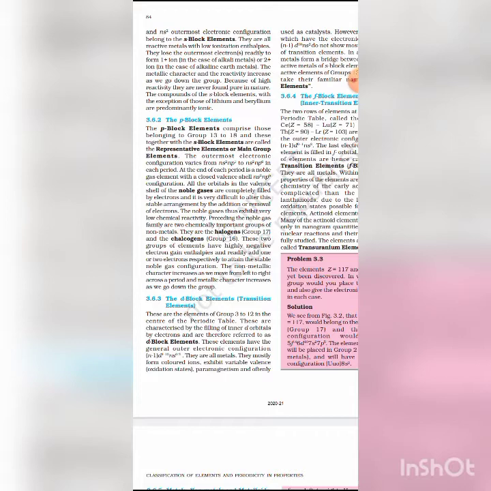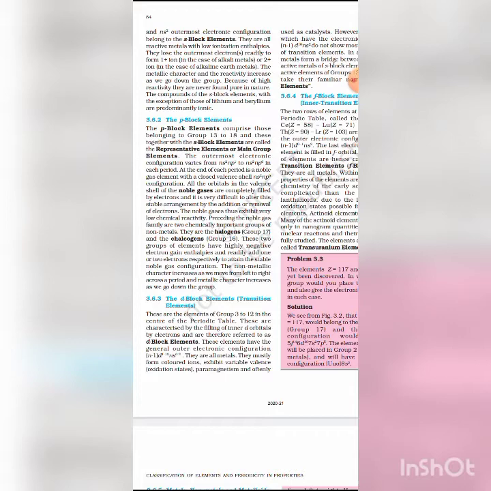All the orbitals in the valence shell of the noble gases are completely filled and therefore they cannot lose or gain electrons. They are chemically least reactive because their valence shell is already fulfilled. Groups 16 and 17 have high negative electron gain enthalpies and readily add 1 or 2 electrons to attain noble gas configuration.